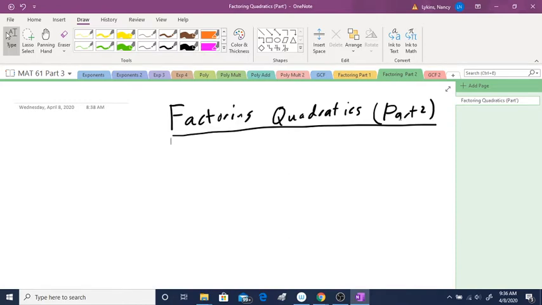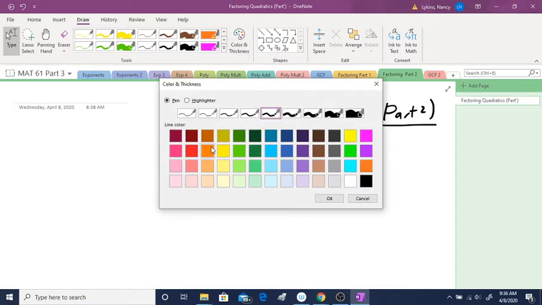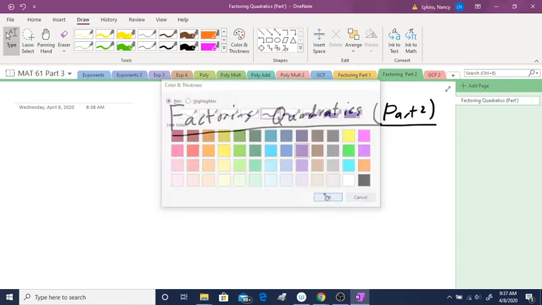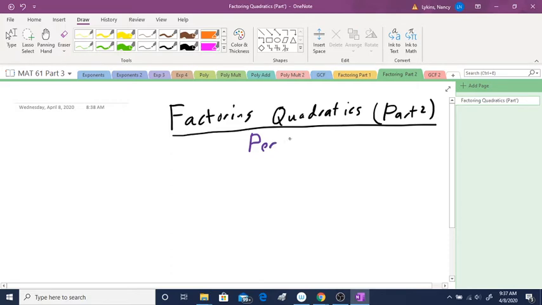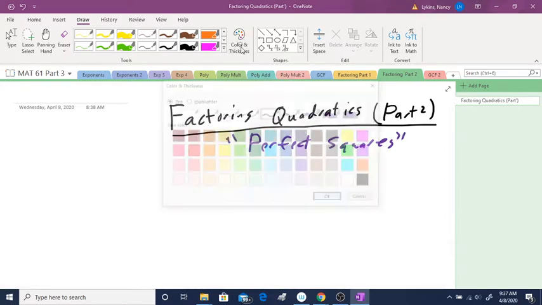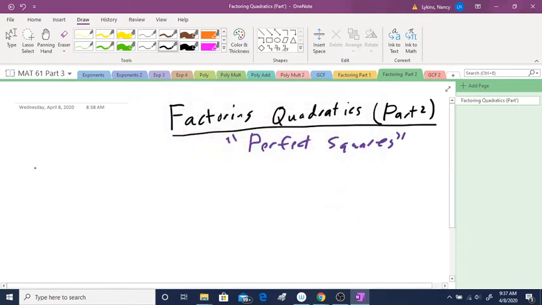Today we're going to talk about and kind of focus on perfect squares. So we can think about perfect squares. That's the approach we're going to take.